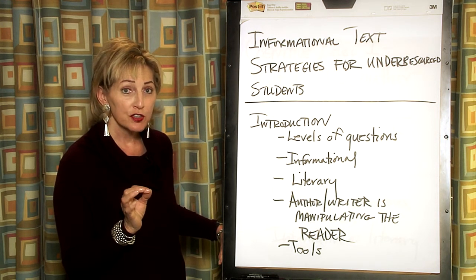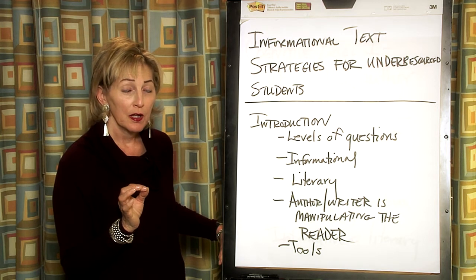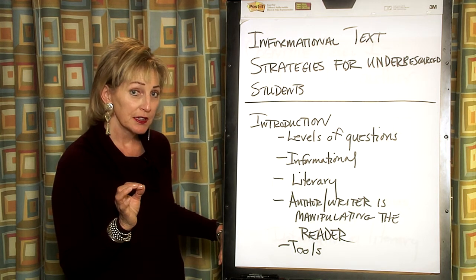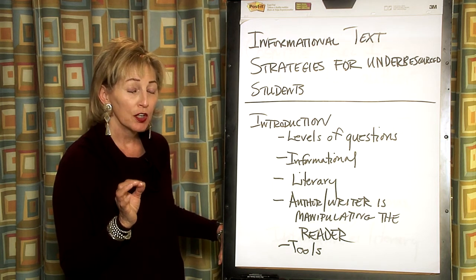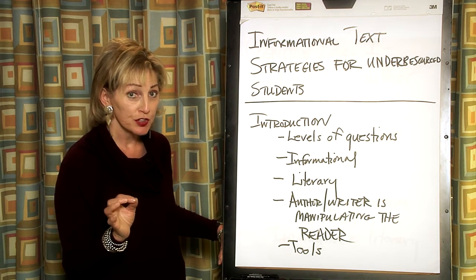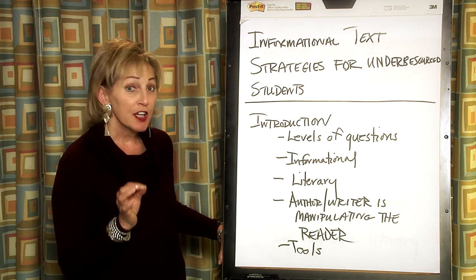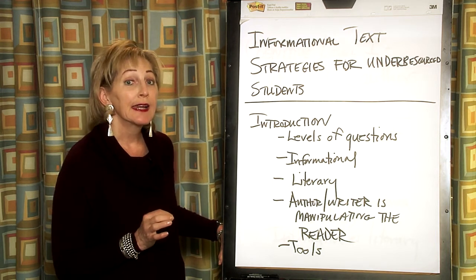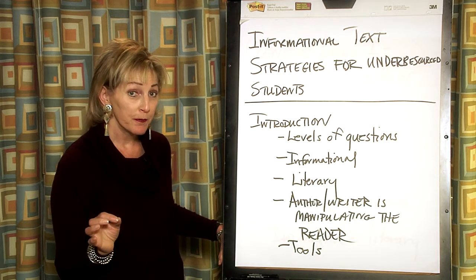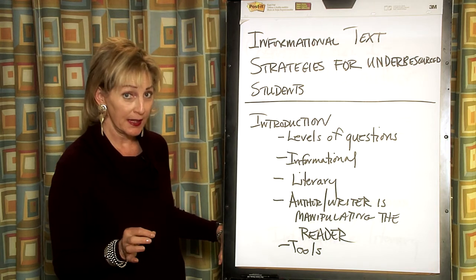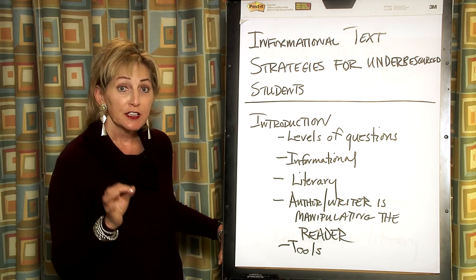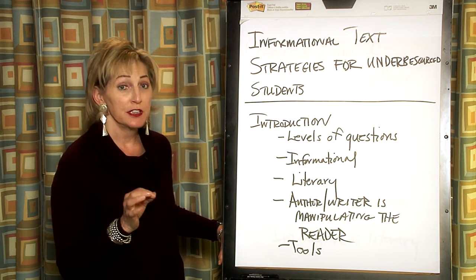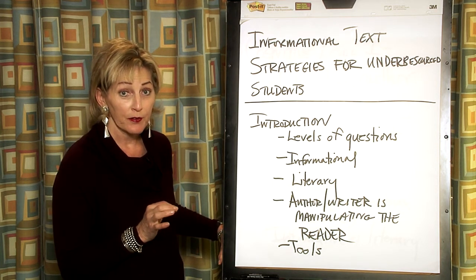We have divided this training into 4 parts now. Cognitive level 1 questions, which is what did the author actually say? Cognitive level 2 questions is what's the author's purpose and how did the author manipulate the reader? Level 3 of the question is what specific tools did the author use to manipulate the reader?